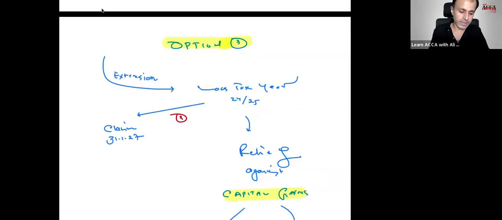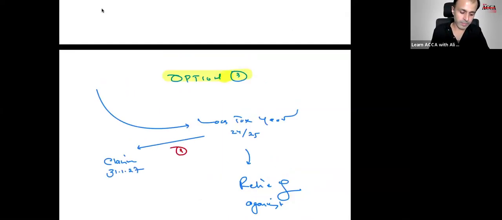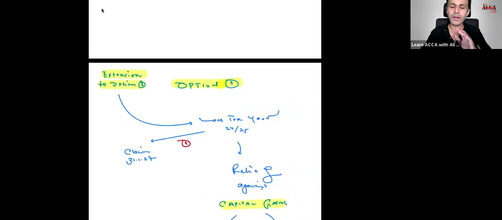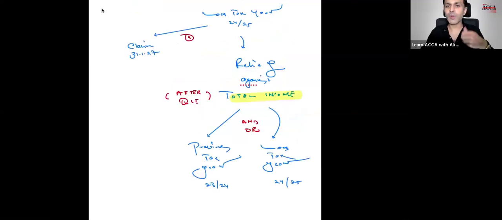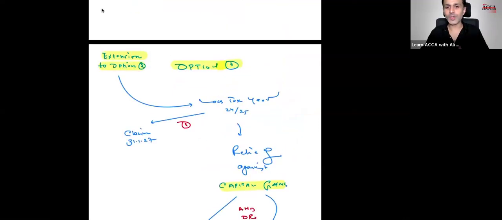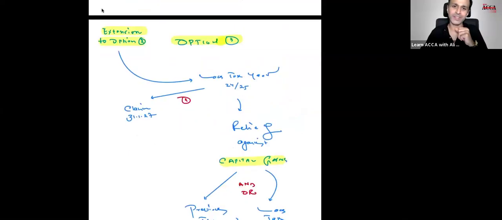I can write it in a way so that you can connect: extension to option 2. So this is not another option. This is in connection to option 2, that when you are done using option 2 and you still have some loss left, you can extend it towards the capital gains of the loss tax year and or previous tax year. In its own isolation, this cannot be used.